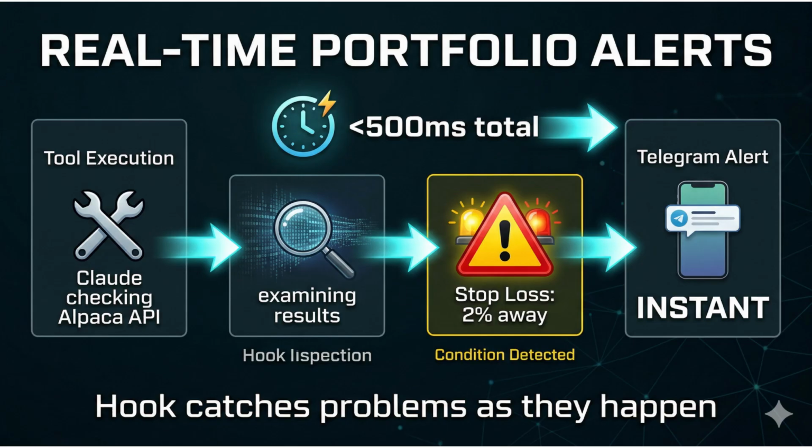Phase 5b adds real-time notifications using tool execution hooks. Every time JARVIS checks portfolio positions via the Alpaca API, a hook examines the results. If any position is within 2% of stop loss, the hook fires a Telegram notification immediately. No waiting for scheduled checks, no manual monitoring. The hook catches problems in real time and alerts me instantly.